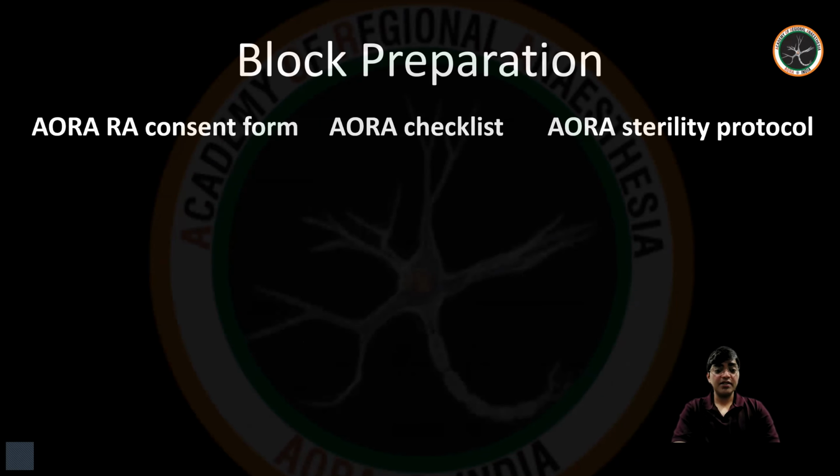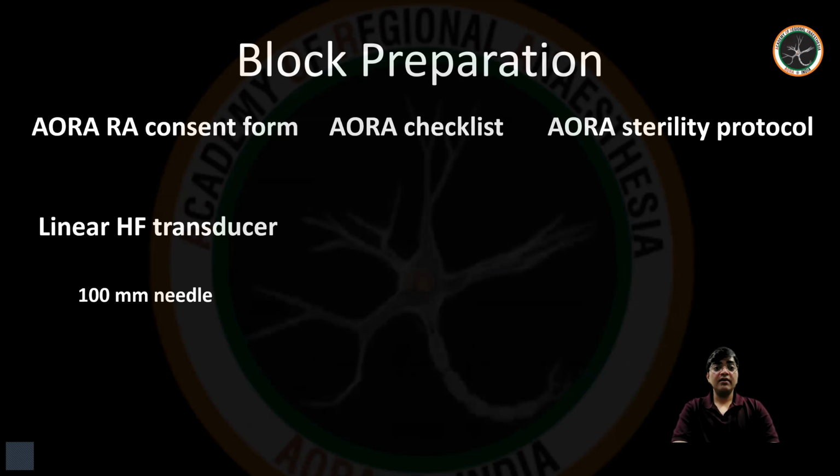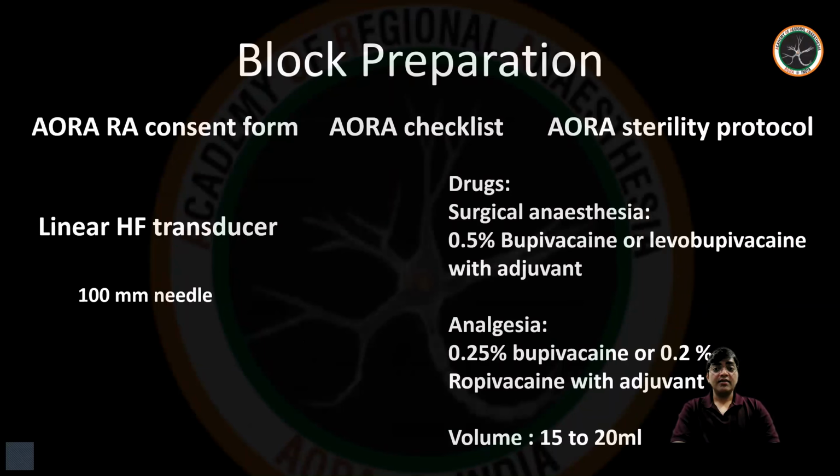For block preparation, we need to obtain consent, go through the checklist before the block, and confirm your sterility protocols. We will be using a linear high frequency transducer probe with a 100 mm needle for in-plane needling. For drugs, for surgical anesthesia we need 0.5% bupivacaine or levobupivacaine. For analgesia, 0.25% bupivacaine or 0.2% ropivacaine with adjuvants to prolong the block, in a volume of 15 to 20 ml.